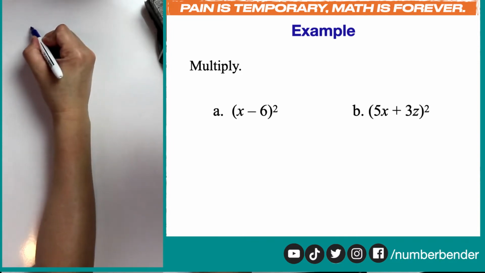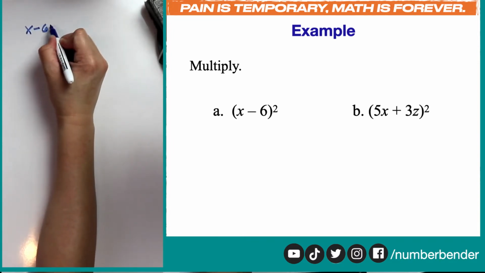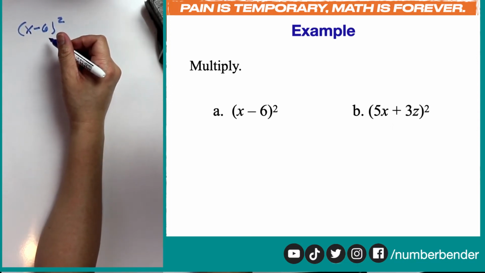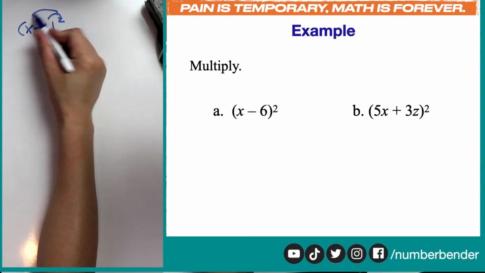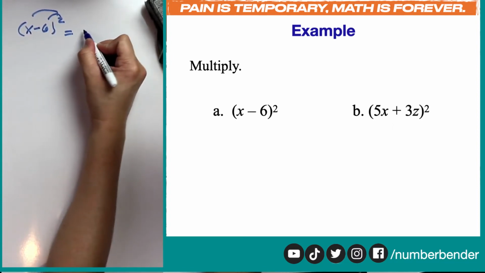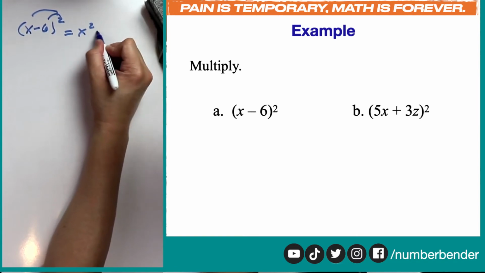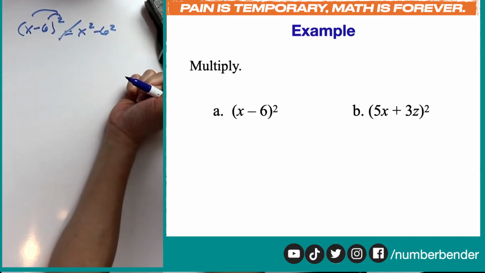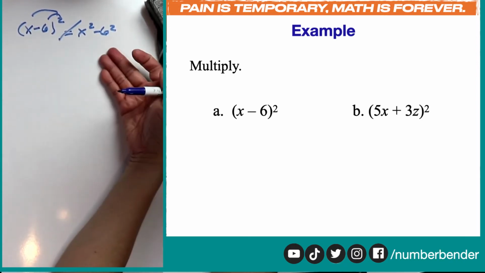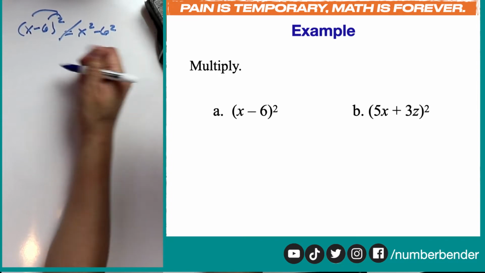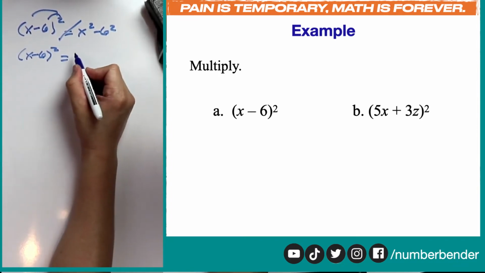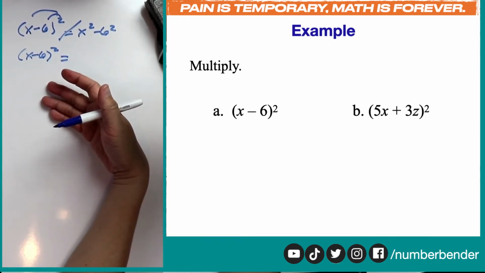So if we encounter a binomial that is squared like so, please don't make the common mistake that most students do, which is to distribute the square and think that this will equal x squared minus 6 squared. Please remember that this is not equal to this, and this is an illegal move in algebra. When you see x minus 6 quantity squared, it's actually simplified by expansion.